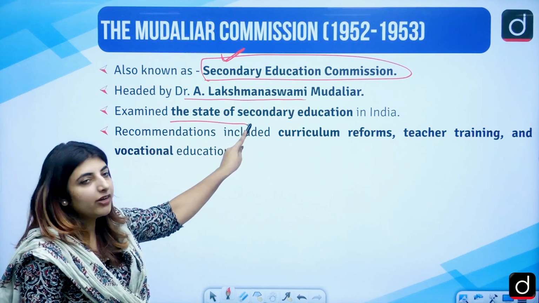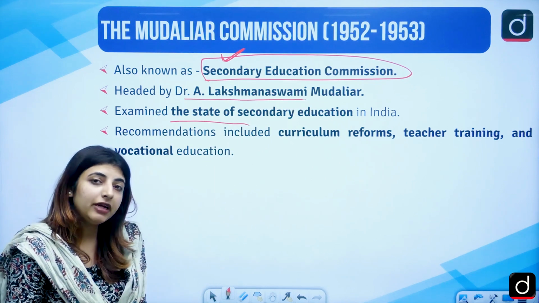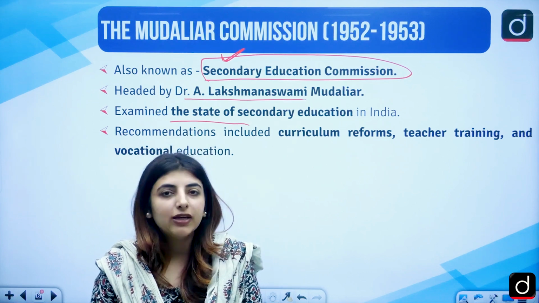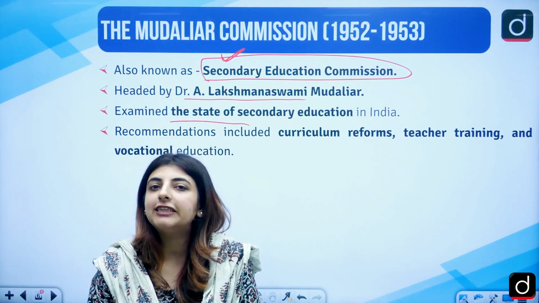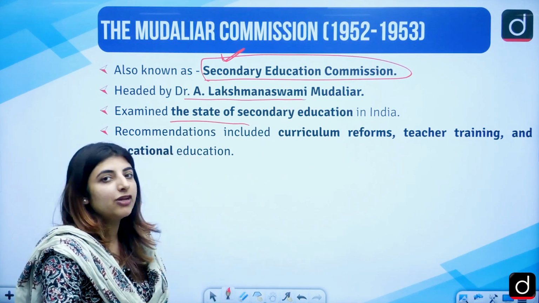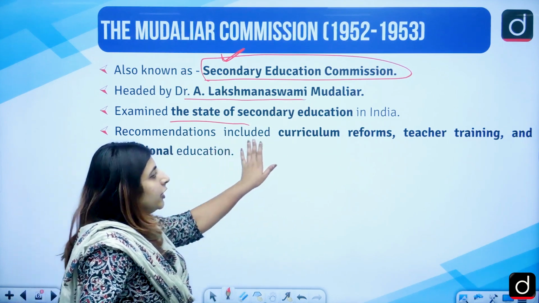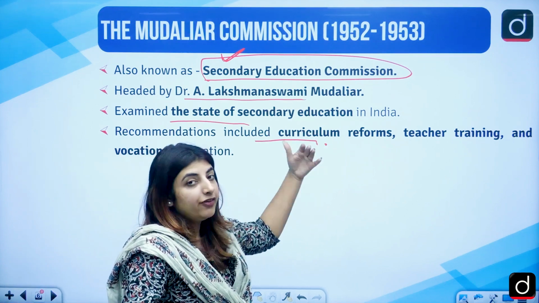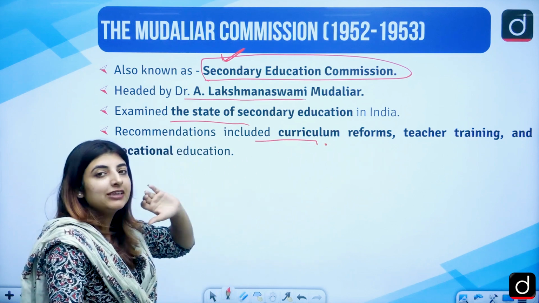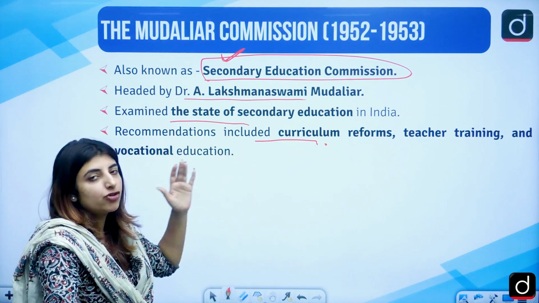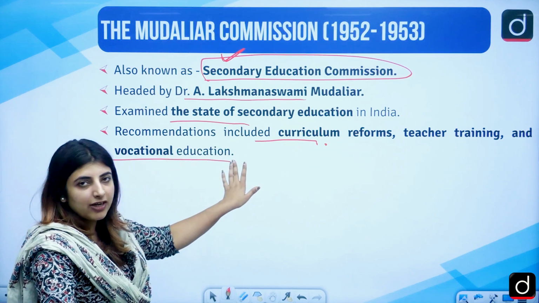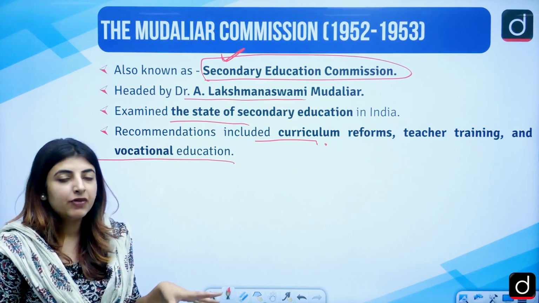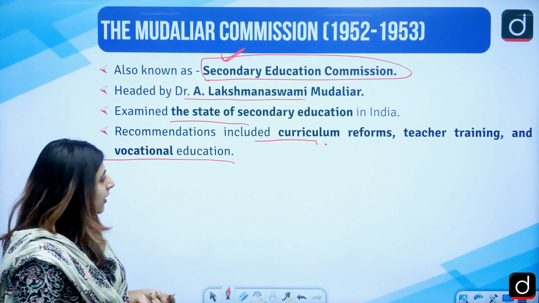The state of secondary education in India, how it can be improved, whether there are any reforms which should be introduced, whether there is any policy which can bring forward certain changes in the secondary education system of India. It included curriculum reforms, the syllabi should be reorganized, secondary school teachers should be trained properly, and vocational education should also be introduced. That was the main aim, the recommendations of the Mudaliar Commission.